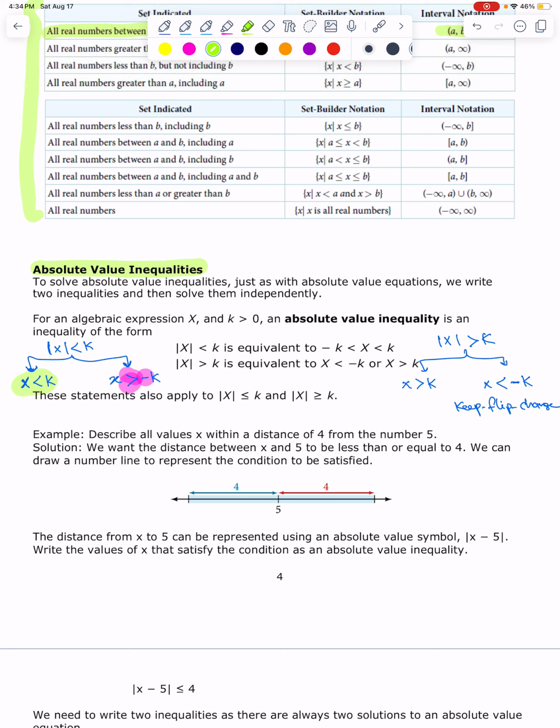Everything I said now is going to be the same in the case you have less than or equal to, greater than or equal to. So whatever is applied to less than and greater than is going to be applied to less than or equal to and greater than or equal to.